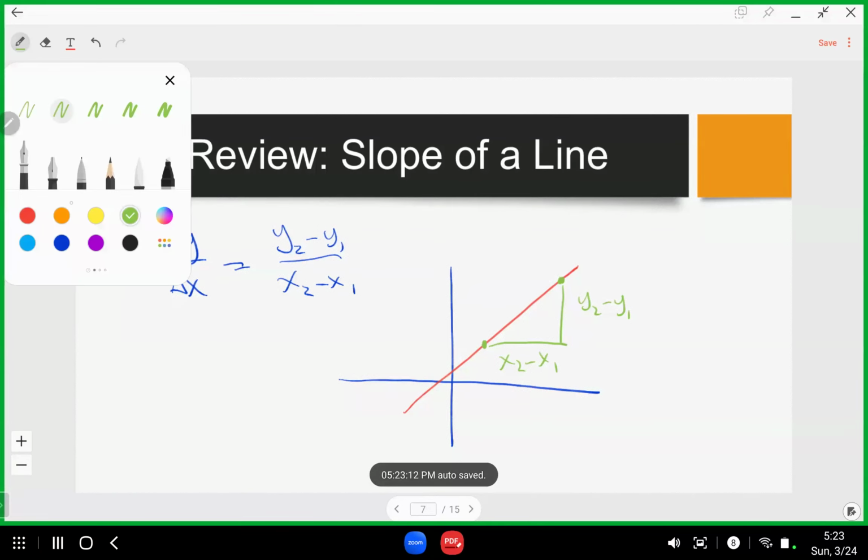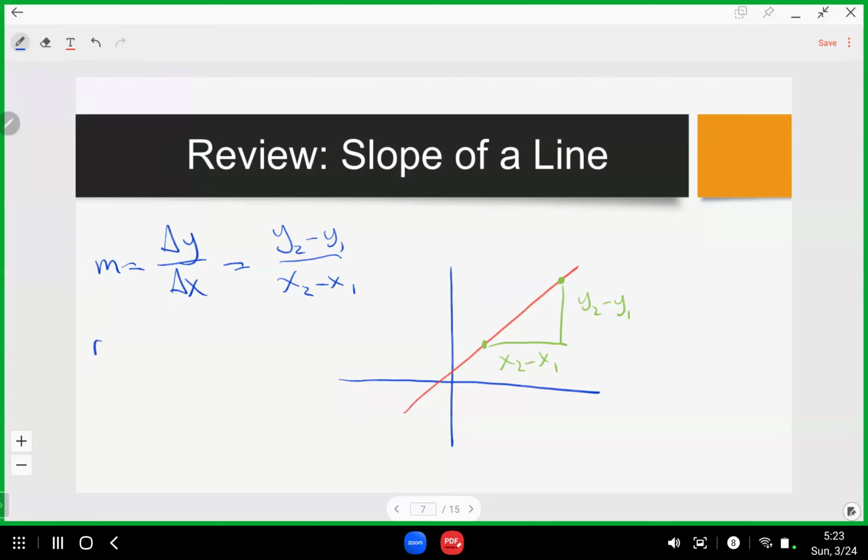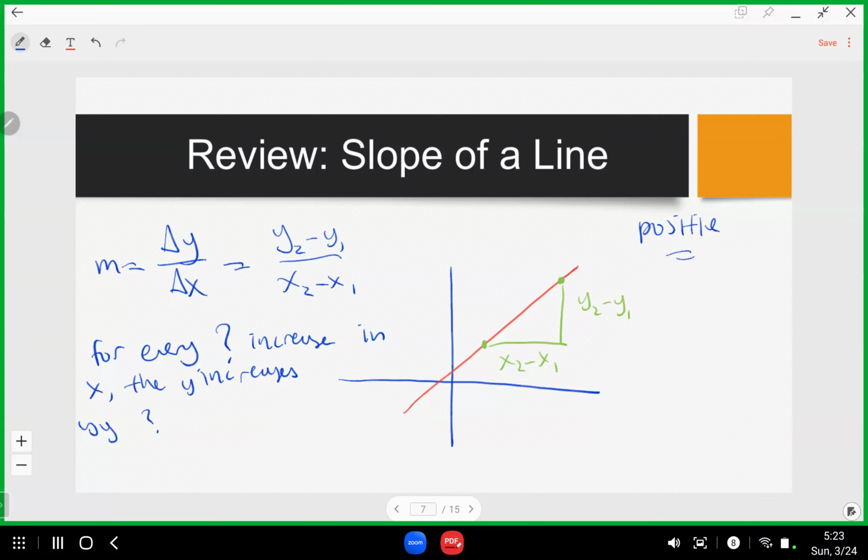If you want to know how to interpret it, okay, so for every, let's say, something increase in x, the y increases or decreases by something. Okay, so it depends. So what do the slopes mean? Positive slope means the graph is increasing here.